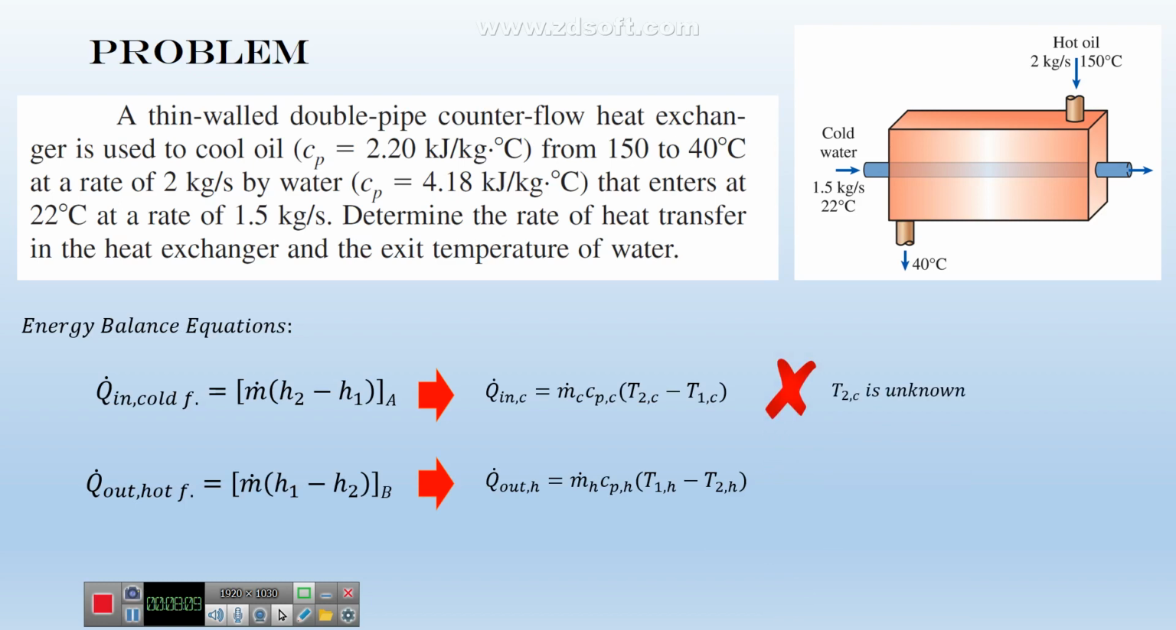Let's check the second one. If you want to find heat transfer rate by using the second one, m dot h is known. Heat capacity of hot fluid is known. TH1 and TH2 are known. So you can use this equation because everything is known. So use this equation to find the Q dot. Everything is known. You can spend 2 minutes, pause this video to calculate the Q dot.